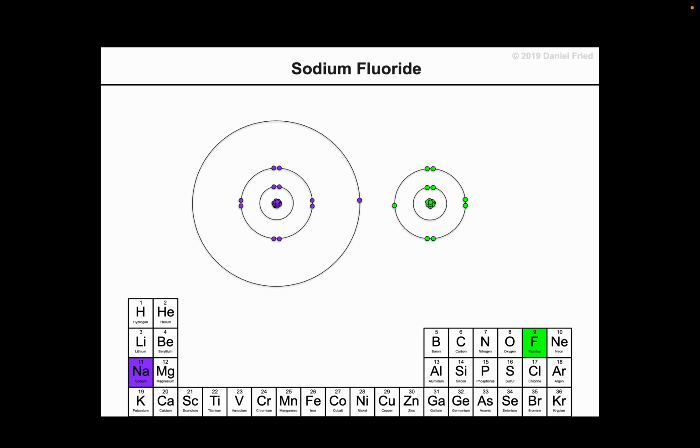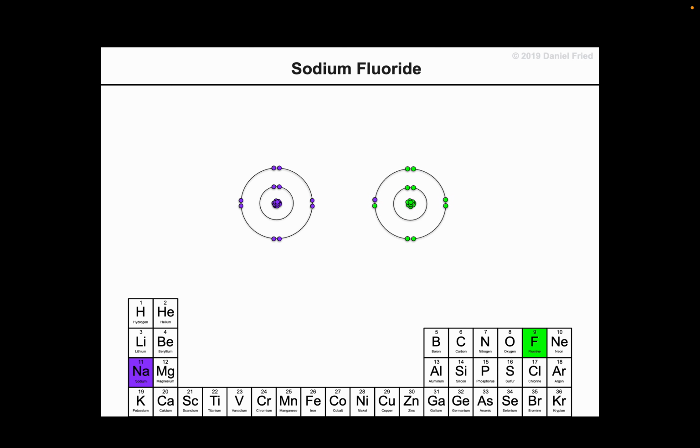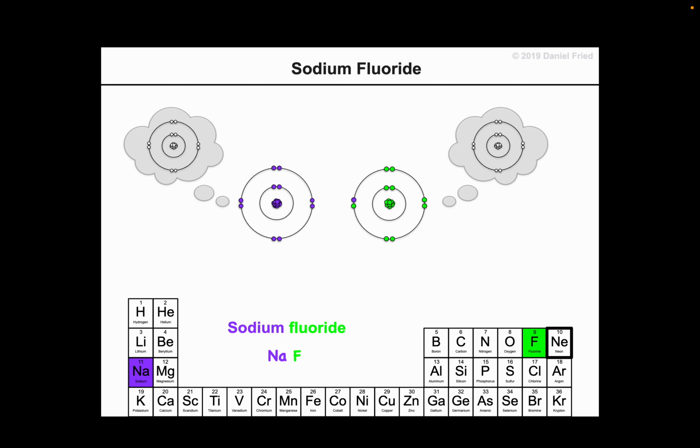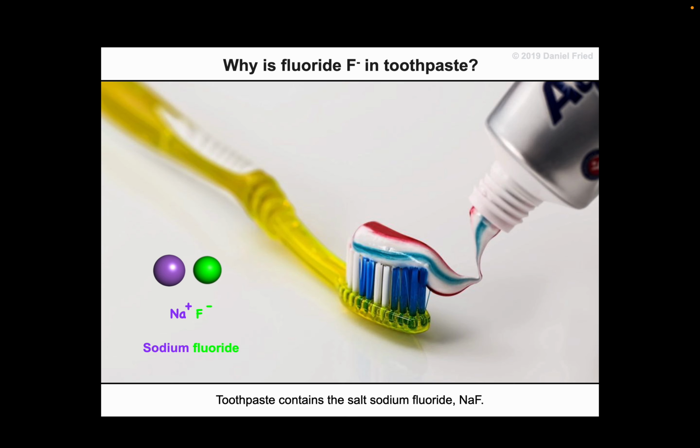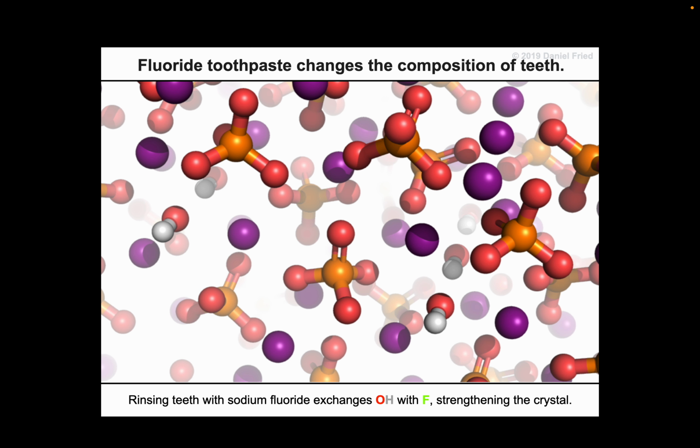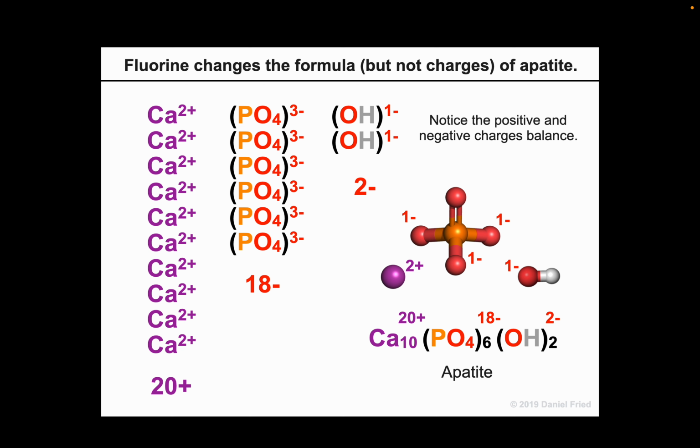Here we have something called sodium fluoride. With the donor electron, we have both of the neon configuration. Why fluoride in toothpaste? Toothpaste contains the salt sodium fluoride. Fluoride toothpaste changes the content of teeth, with fluoride replacing hydroxide, strengthening the crystal. It changes the formula but not the charge of apatite, since they're both -1. Same thing for hydroxide and fluoride.